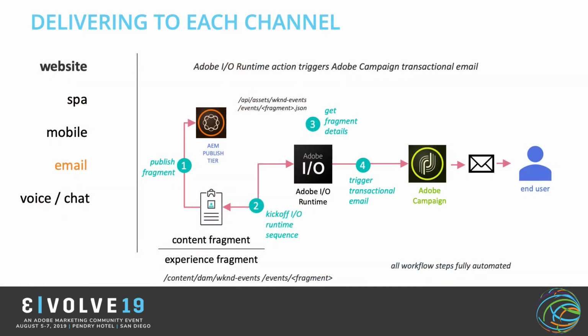Let's go into email now. So in email, first step, again, publish the fragment to the published tier. The second step is, what I'm doing is I'm calling Adobe I/O Runtime. I/O Runtime is our version of serverless, basically. It's running on OpenWhisk, and it's very similar to AWS Lambda, if you're familiar with that. And so you're just running a couple of simple functions out in the cloud.